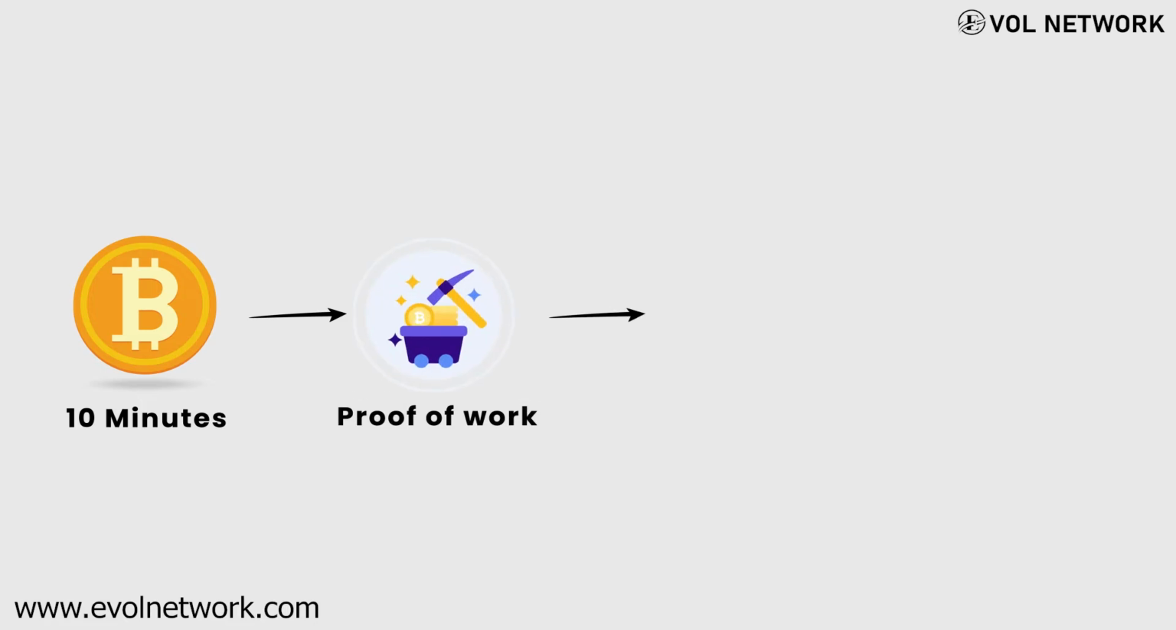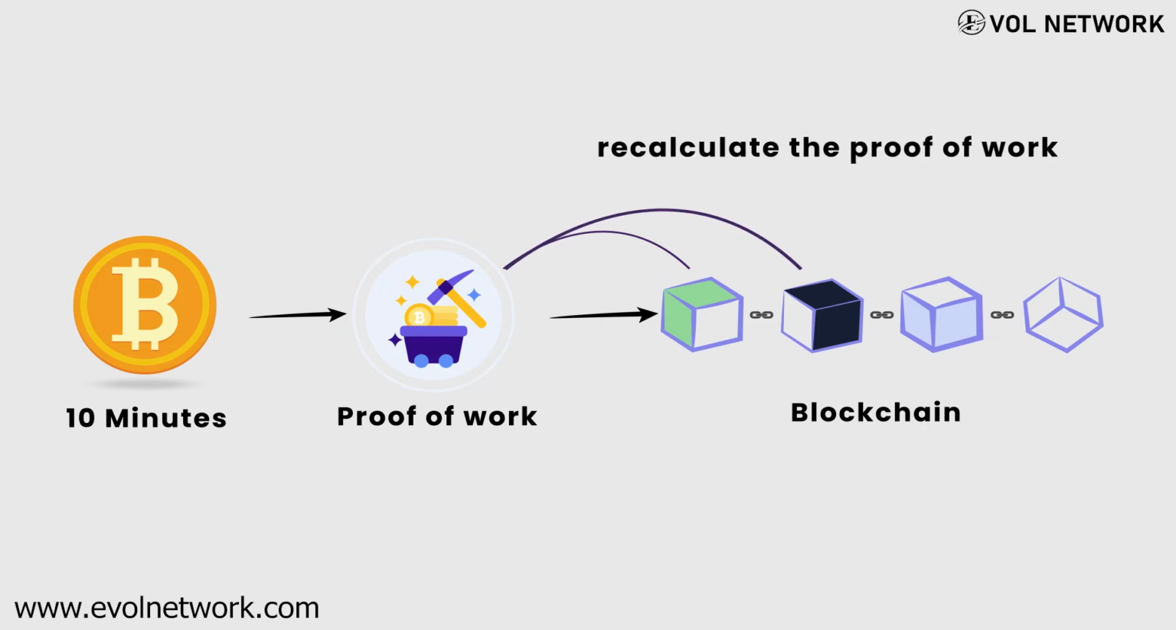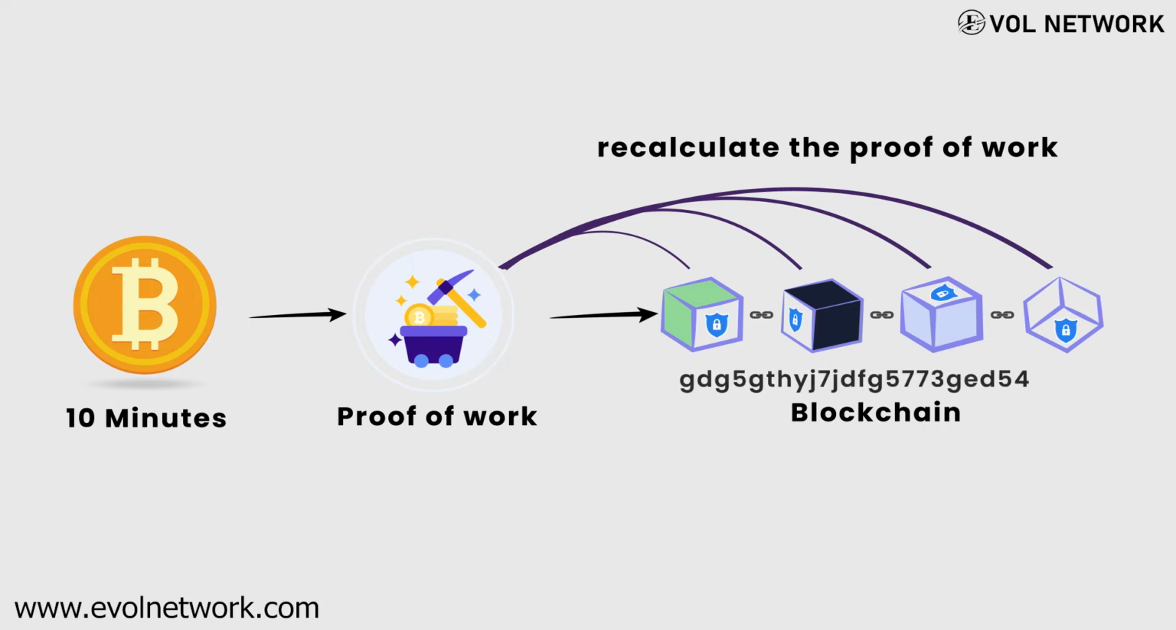In Bitcoin's case, it takes about 10 minutes to calculate the required proof of work and add a new block to the chain. This mechanism makes it very hard to tamper with the blocks because if you tamper with one block, you need to recalculate the proof of work for all the following blocks. So, the security of a blockchain comes from its creative use of hashing and the proof of work mechanism.